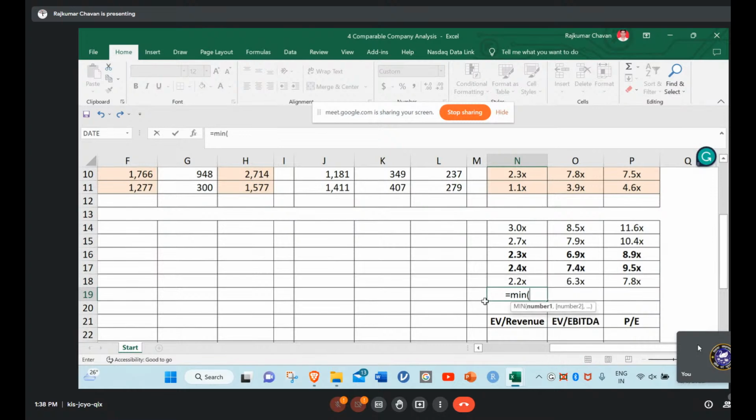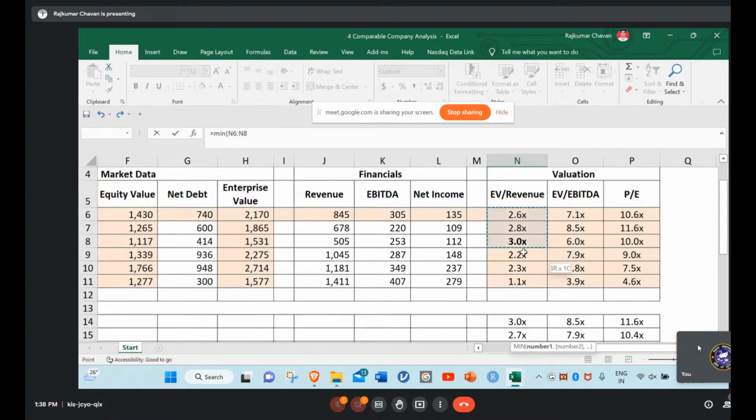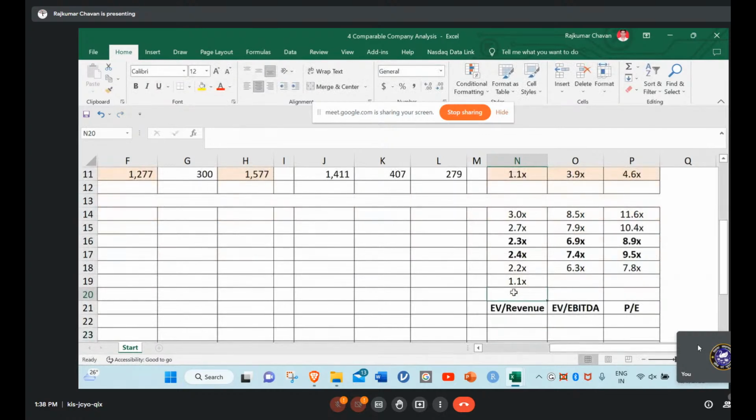Min. Open the bracket. Take these values all. Close the bracket. Enter. Minimum is 1.1. Can I drag it right side? Based on this, just drag it right side. You'll get the value. But now, the question comes here.